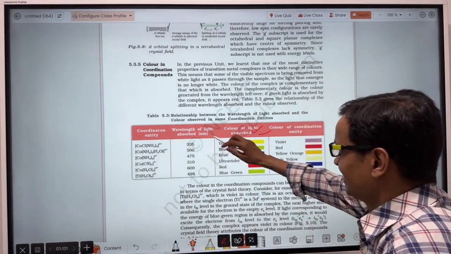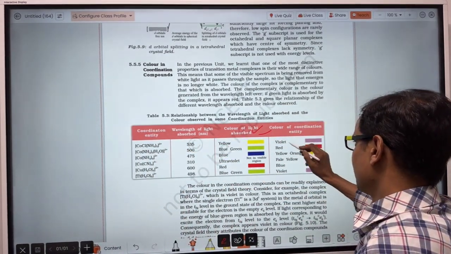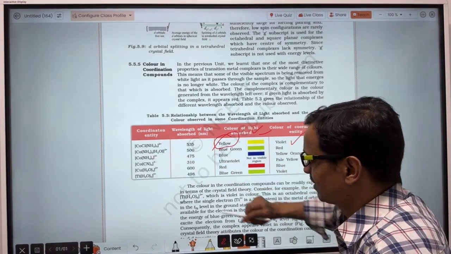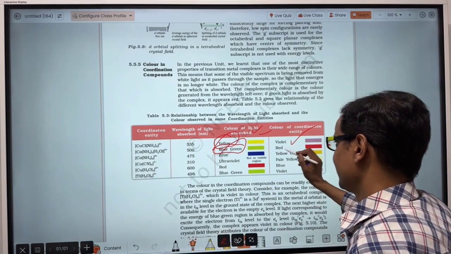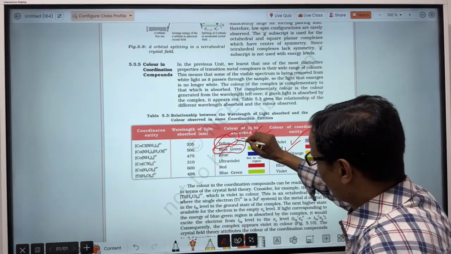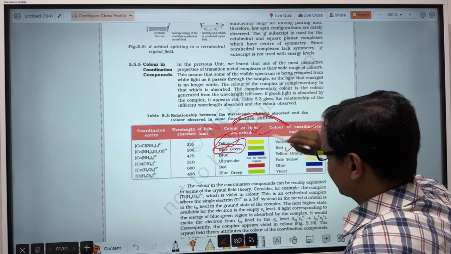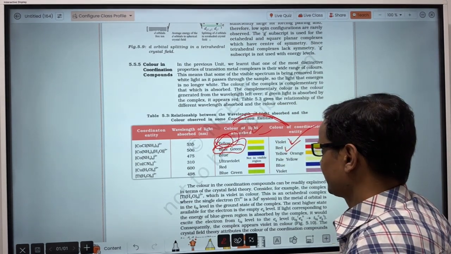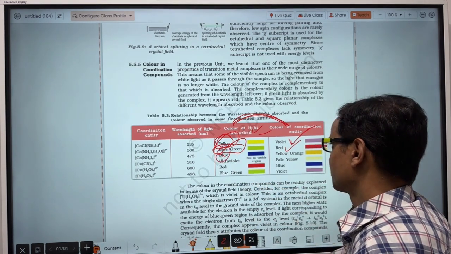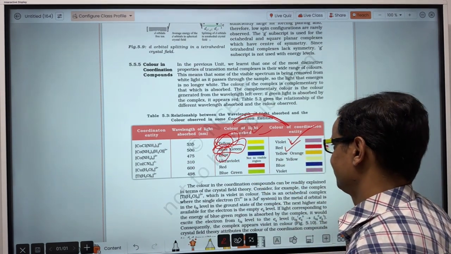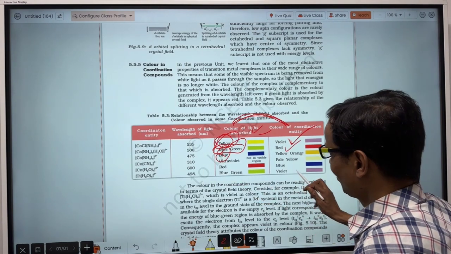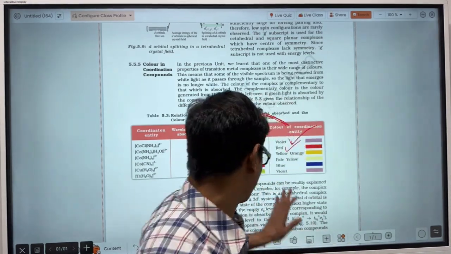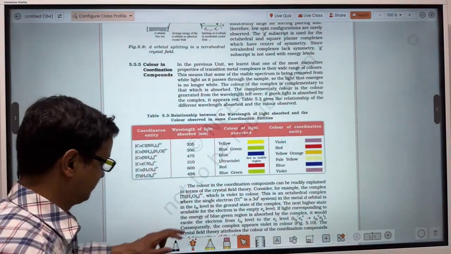What is here? Like this compound here, why does it appear violet? Because it absorbs yellow color. If this compound absorbs blue green color, then it appears red. So both colors are complementary. It has absorbed yellow, so it appears violet. It has absorbed yellow orange, so it appears blue. Okay, so that was about why the coordination compound shows color.